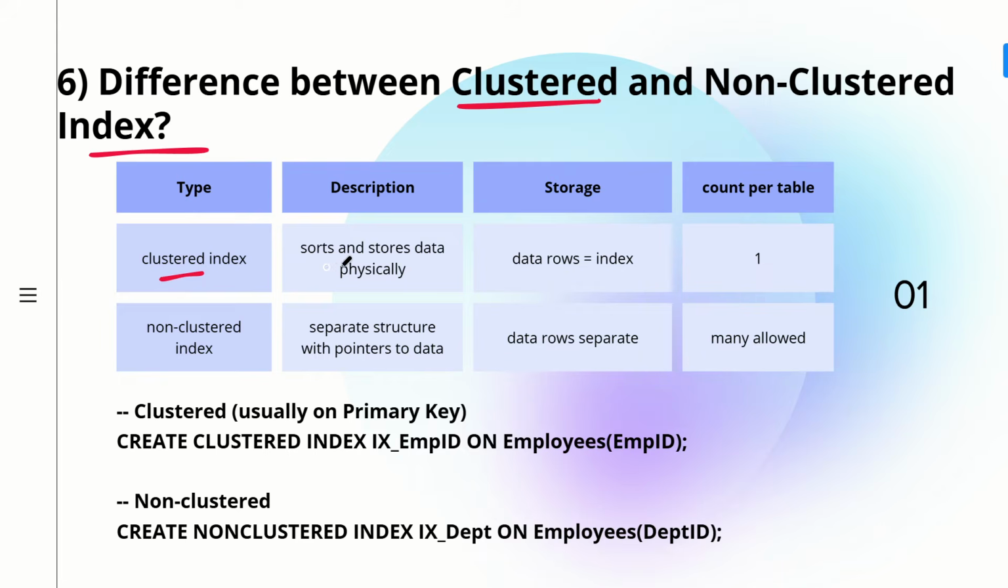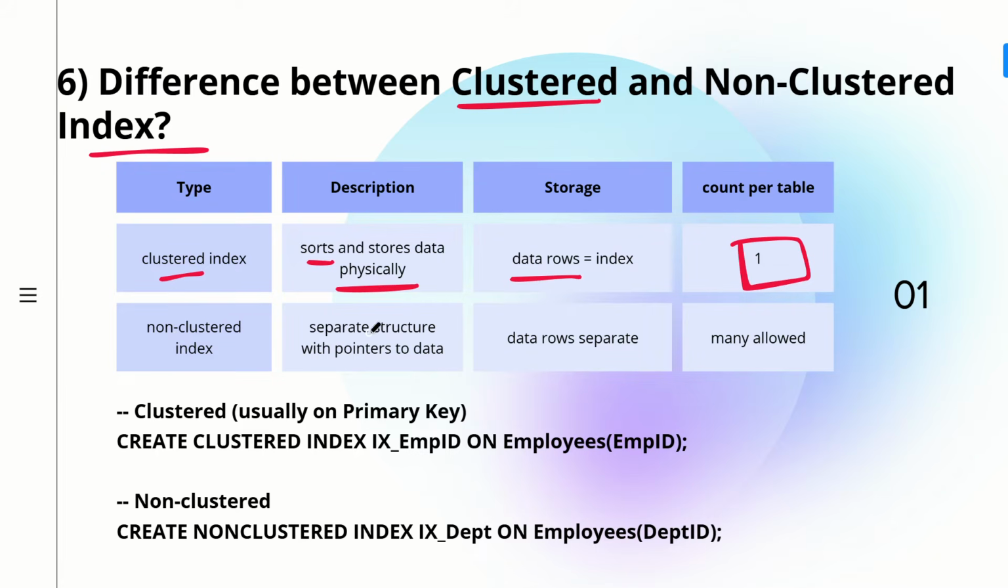For clustered index, it sorts and stores data physically. So whatever data you are storing will be sorted and stored in the data physically. And storage wise, you can say data rows is equivalent to index. And how many clustered indexes can we have in the whole table? We can have only one, because it is usually used with the primary key.